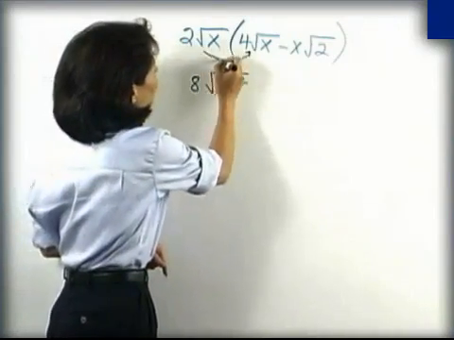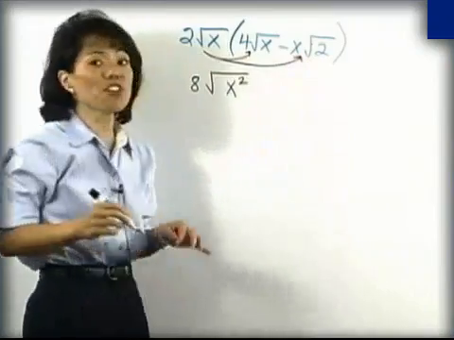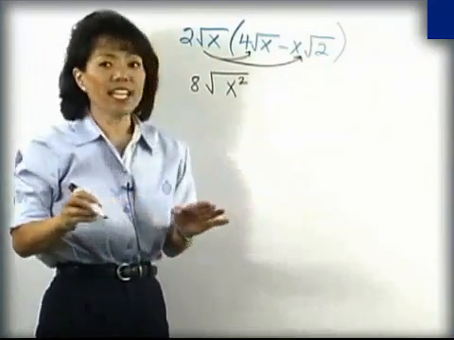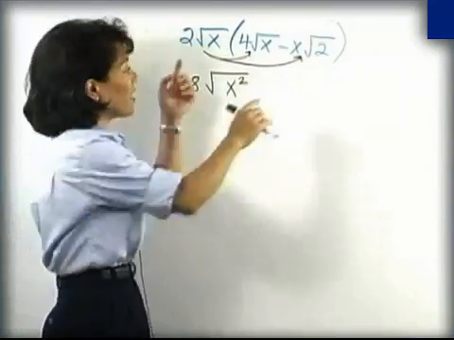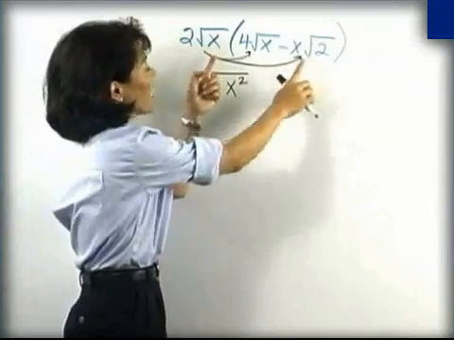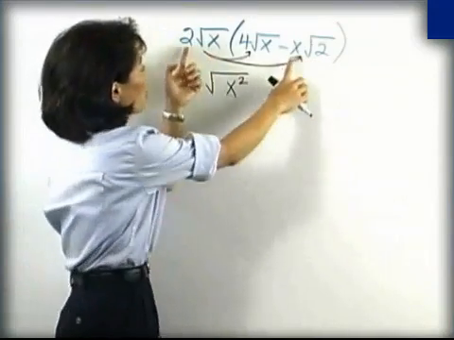Now continuing with our distributive property, we're going to multiply those two together. Again, keep in mind you multiply the outside numbers together and the inside numbers together. So here we go.